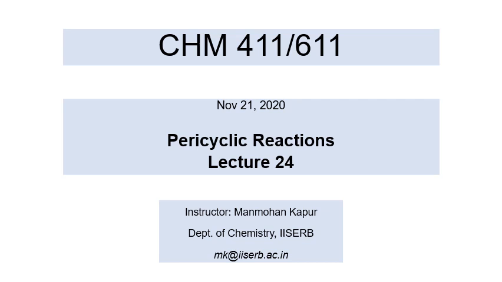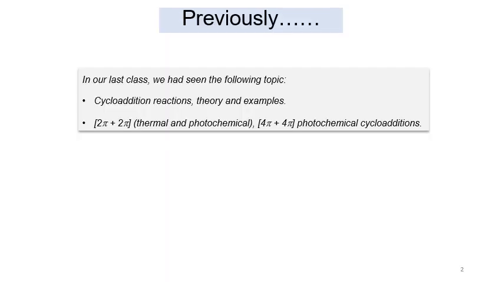Hello everyone, welcome to lecture number 24 in physical organic chemistry. In our previous class we had started off with cycloaddition reactions, their theory and examples, and we had seen the 2pi plus 2pi thermal and photochemical reactions. We had also seen the 4pi plus 4pi photochemical cycloadditions.